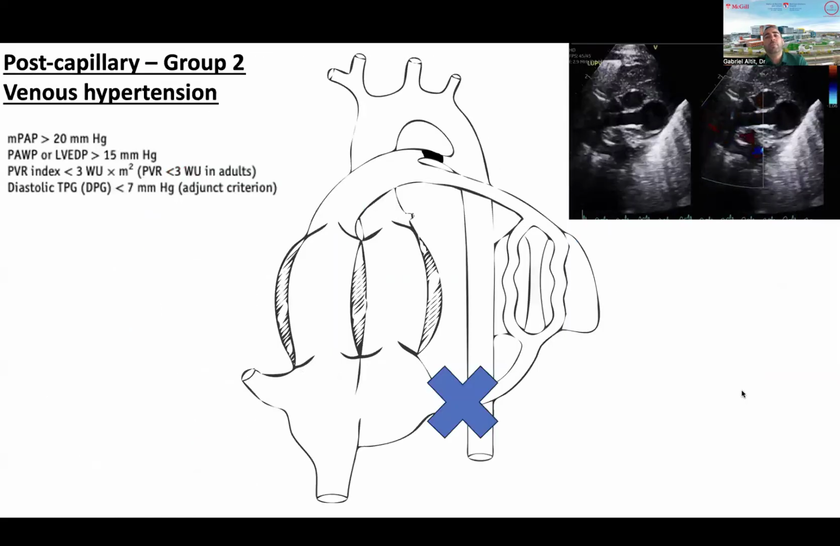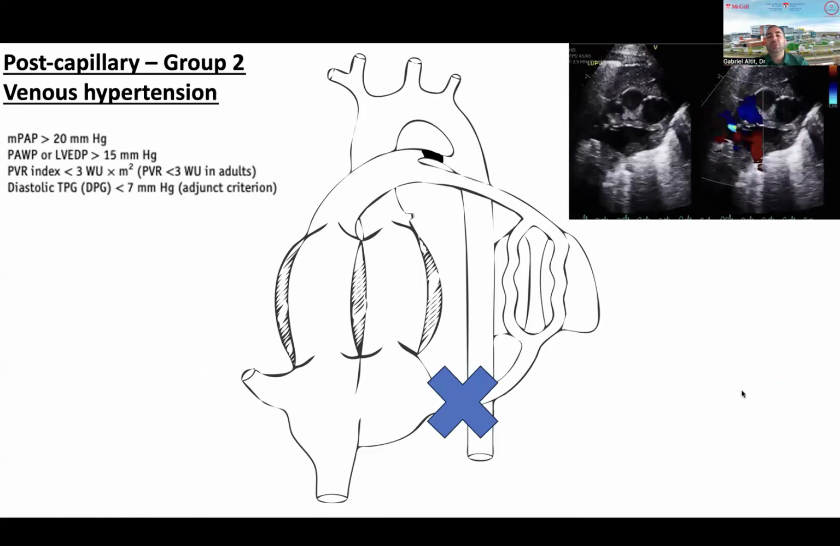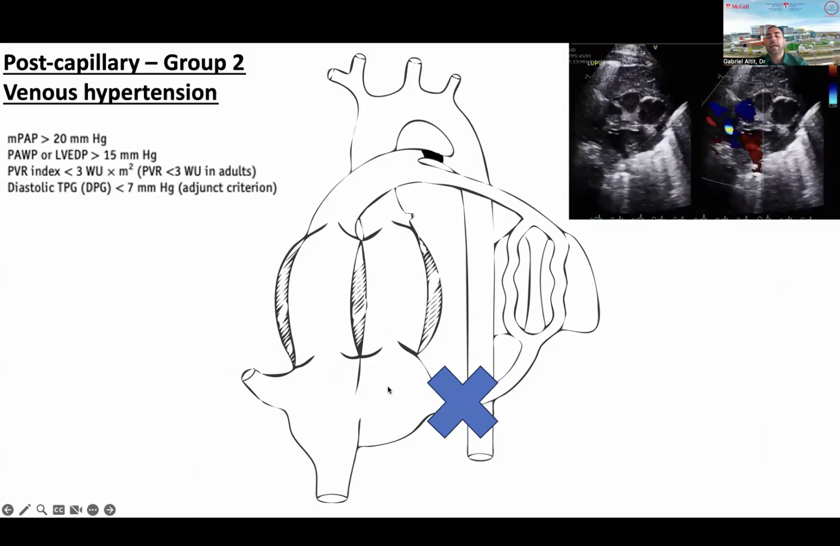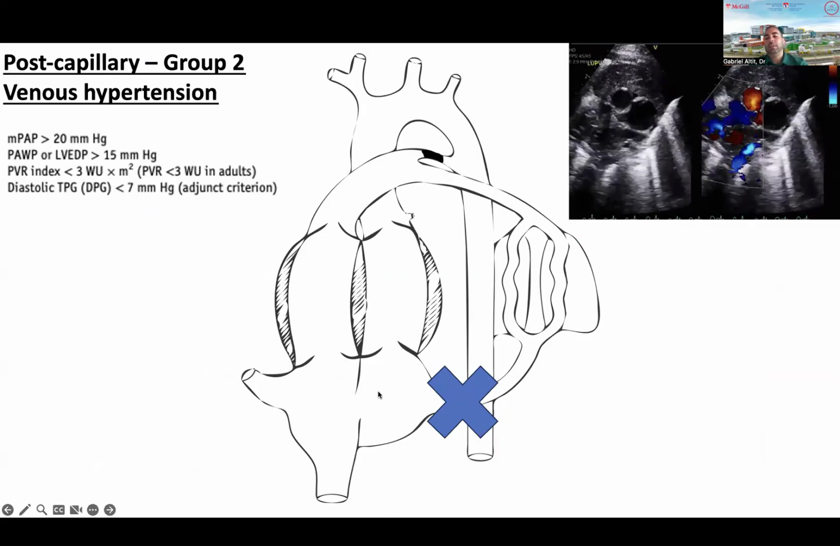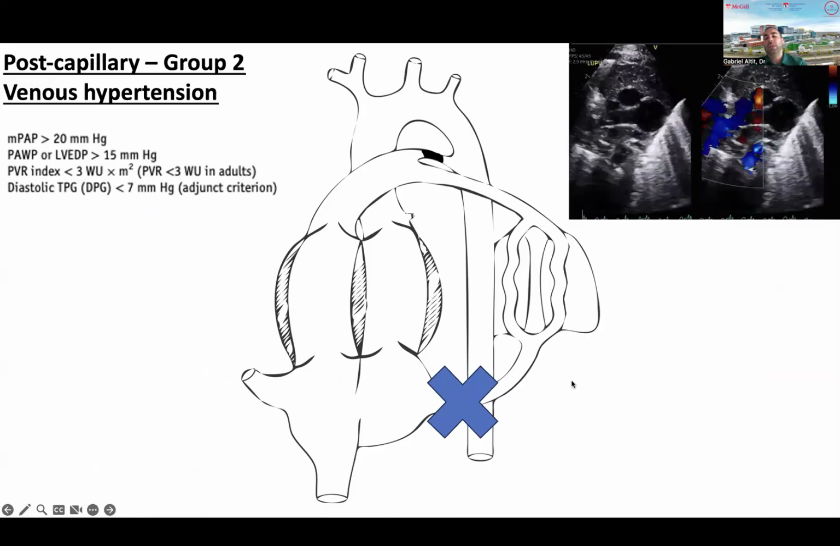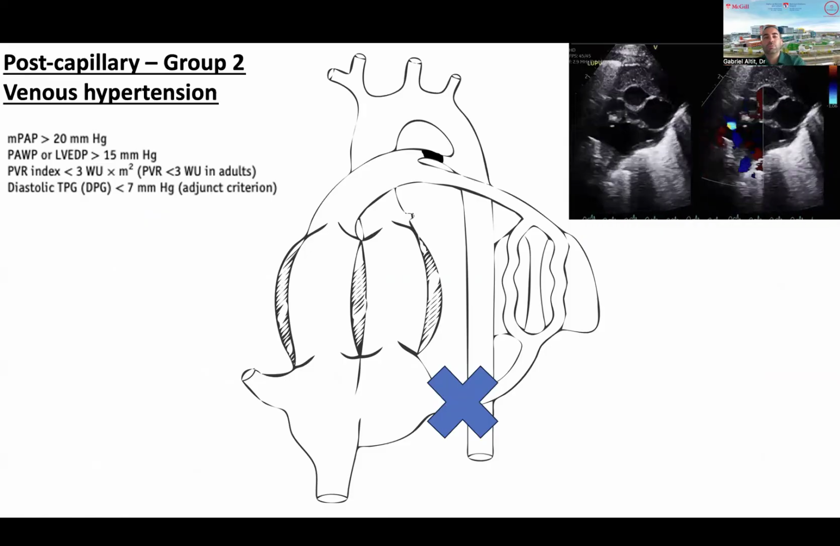But we can also have a component of venous congestion, where these patients may have either left ventricular stiffness or high LA pressure secondary to mitral valve disease, or mostly issues with the pulmonary veins, which leads to a component of pulmonary venous hypertension, which we sometimes call post-capillary group 2 pulmonary hypertension.